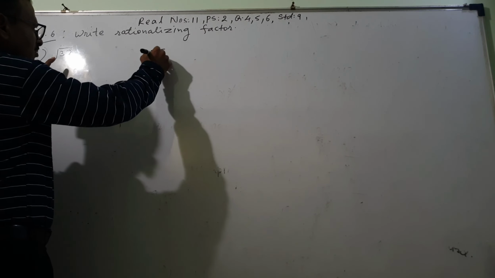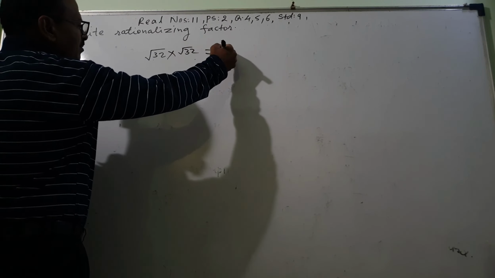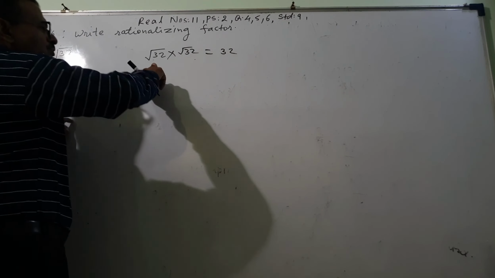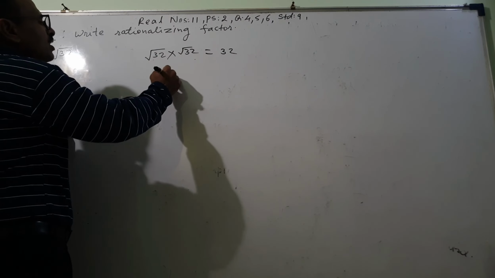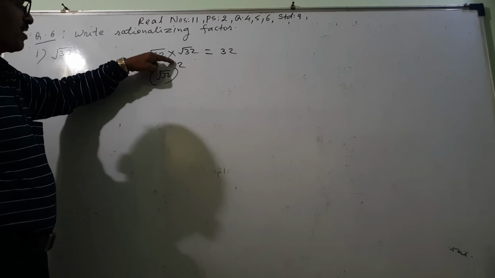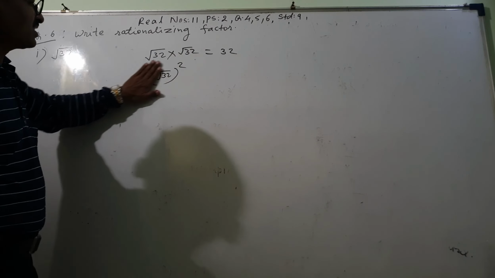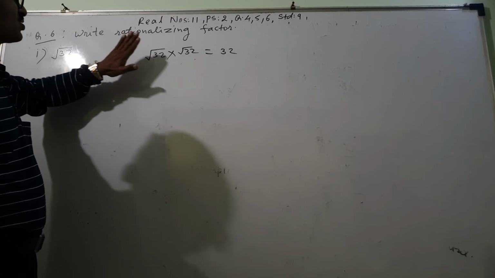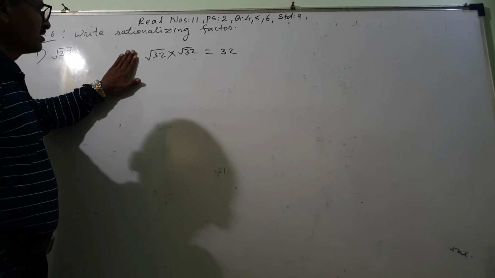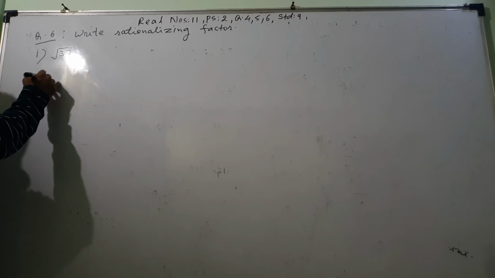So I will write root 32 into root 32. Then it will become 32. Root 32 means root 32 square. Square root, it's square. This cancels. Answer will be 32. But this is not the simplest. It is not the shortest. It is very big. So what I will do is, I will simplify this first.